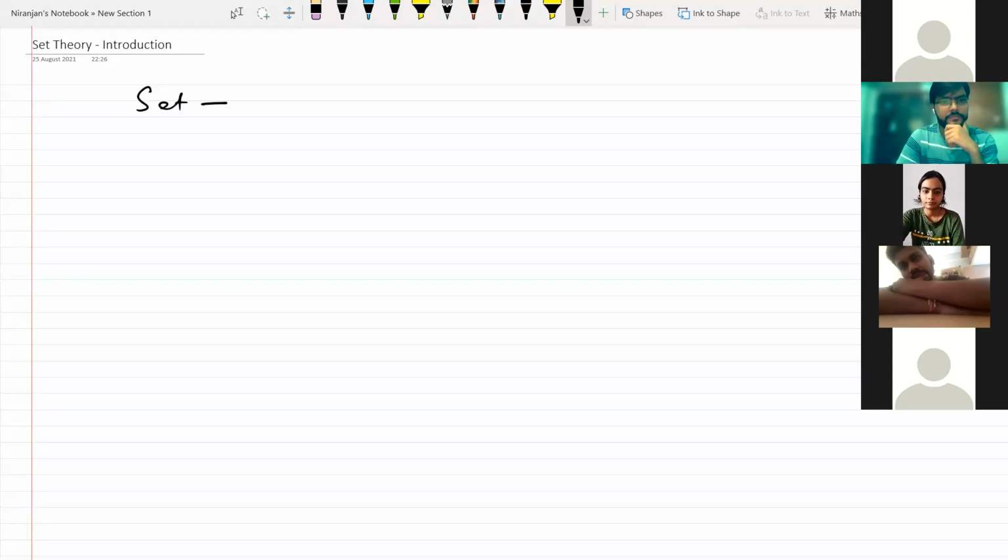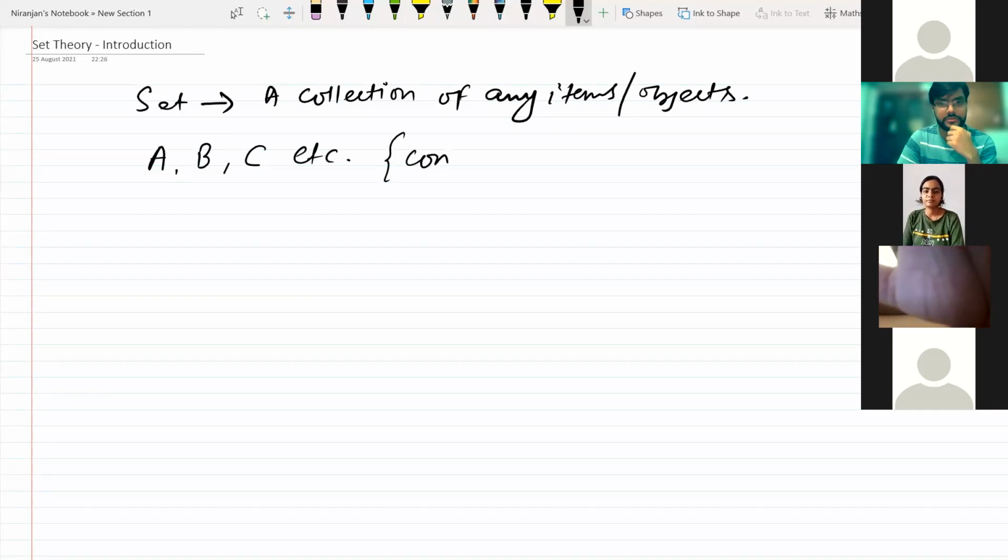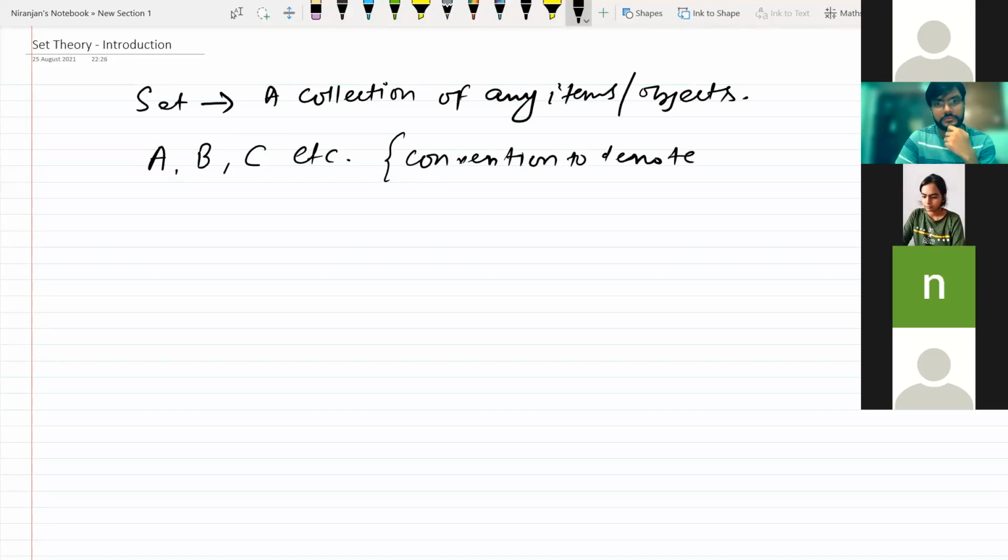What is a set? A set is basically a collection of any items or objects. So what is the convention to denote a set? Conventionally, we follow capital English alphabets. So for example, A, B, C, these are the conventions to denote a set, right?